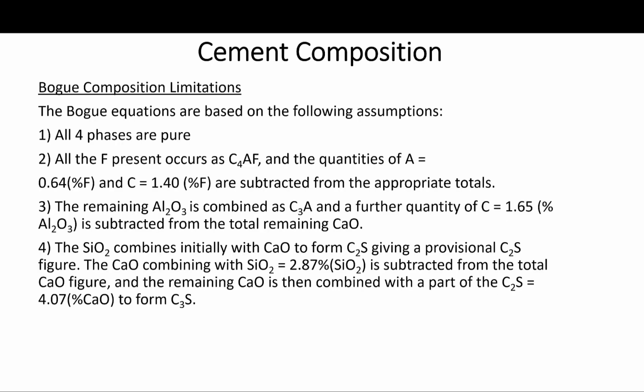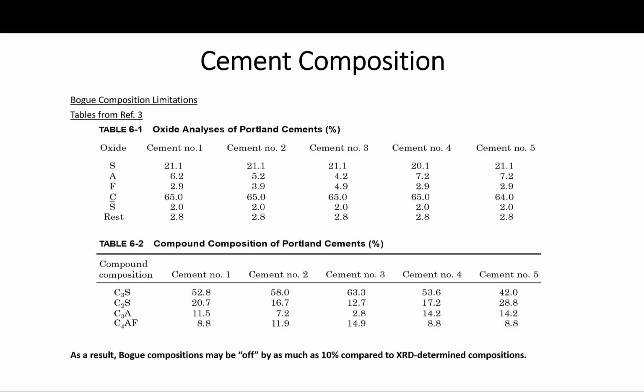Sorry, let me go back. I went too far. Anyway, as we said, even small differences in oxide analysis of two cements can result in a large difference in their compound composition. This is illustrated here in these two tables, which compare 5 cements.